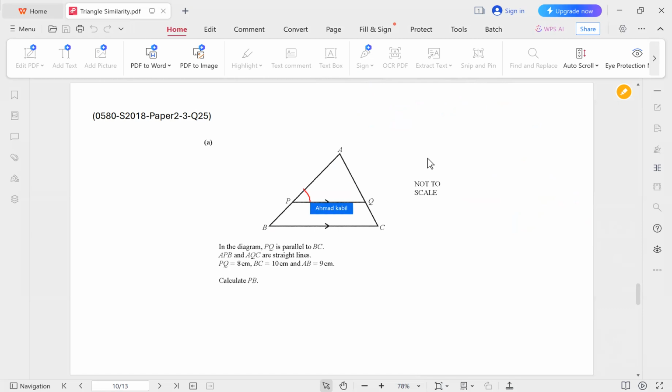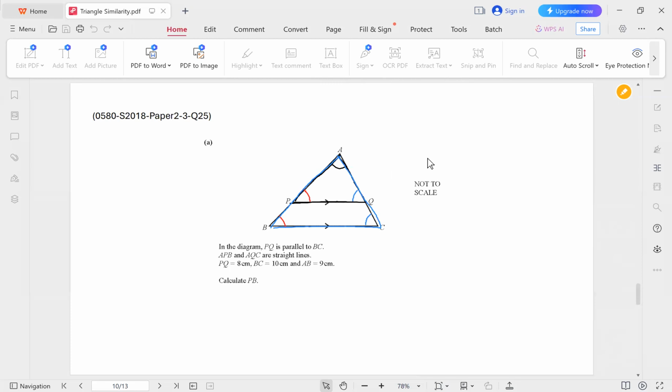This angle and this angle are corresponding angles, so they are equal to each other. This angle and this angle are also corresponding angles, so again, they are equal to each other. And finally, angle A is common to both triangles, the small triangle, the one in black, as well as the big triangle that I'm shading right now in blue. So the black triangle and the blue triangle are actually similar to each other.